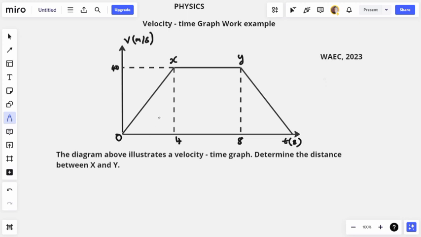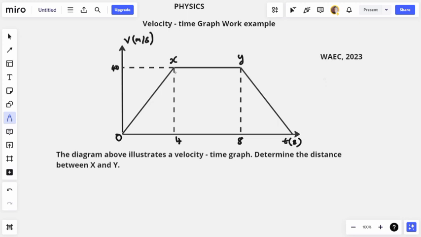So accordingly, distance covered by a body under a velocity time graph is usually represented by the area under the graph. So if we were asked to find the total distance covered by the body, that would be finding the area of this shape here, which is a trapezium. But since they say we should find the distance covered between point x and y, we are only going to find the area formed by point x and y.